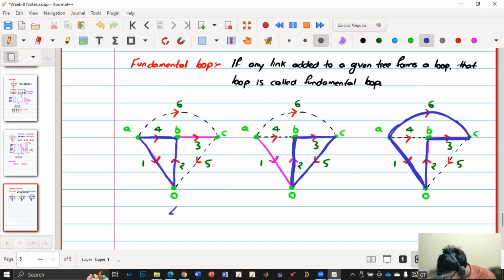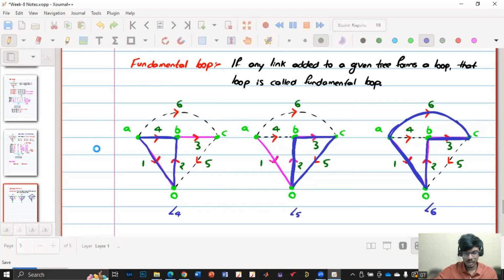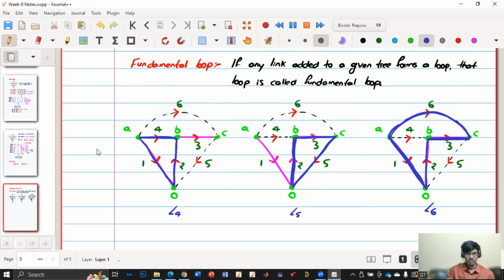As here, by adding element 4, it is forming a loop. We'll name it L4. And here by adding 5, a loop is formed, so L5. Here by adding 6, we are getting a loop, so we'll name it L6. So is this clear? What is a fundamental loop? Understood?